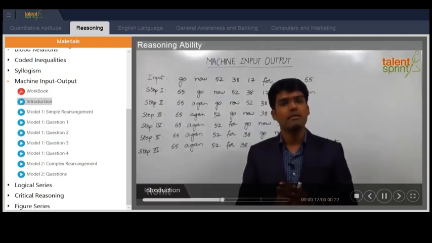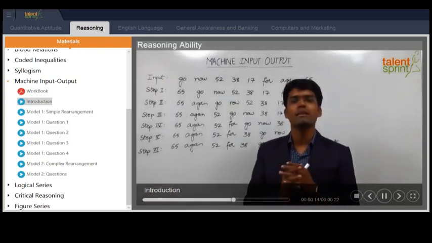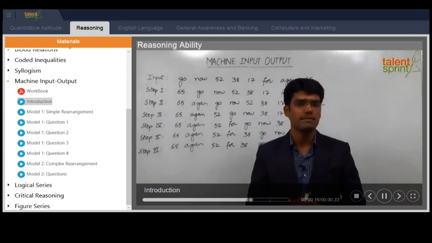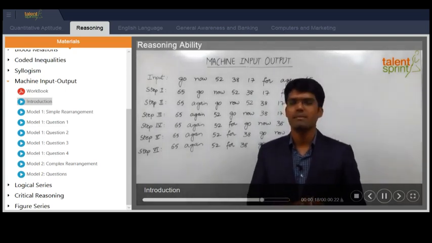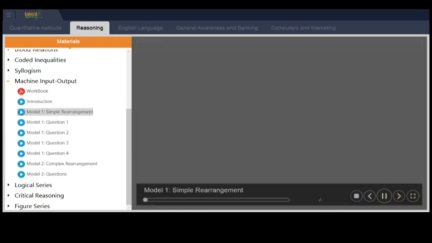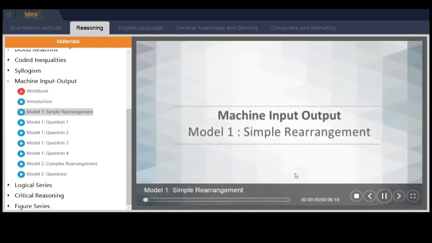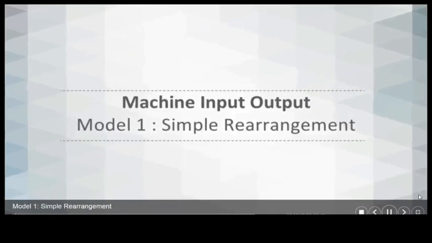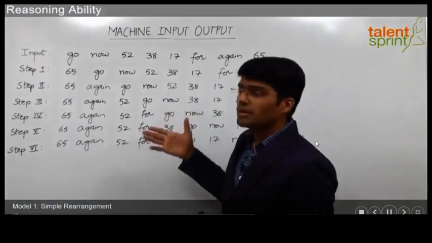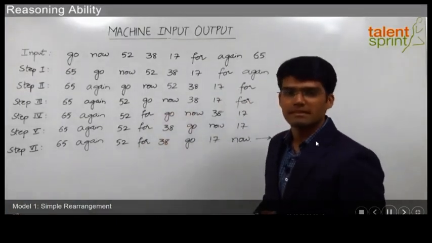A word and number rearrangement machine, when given an input line of words and numbers, rearranges them in a step-by-step procedure, following a particular rule in each step. Let us take an example to understand what exactly happens here.